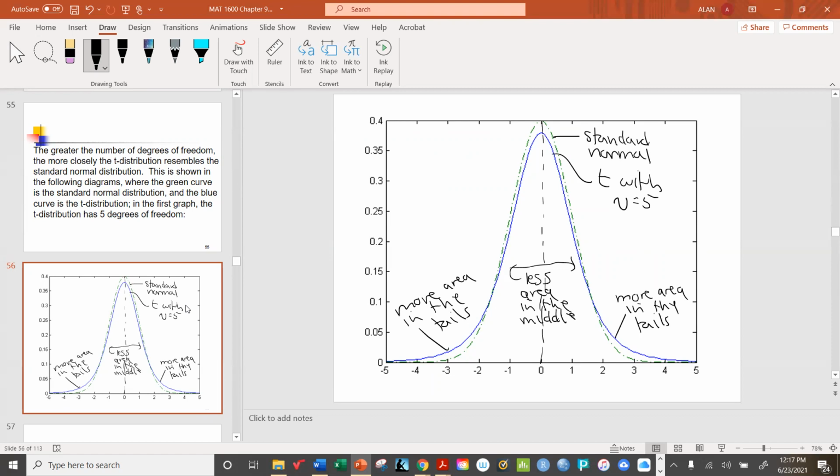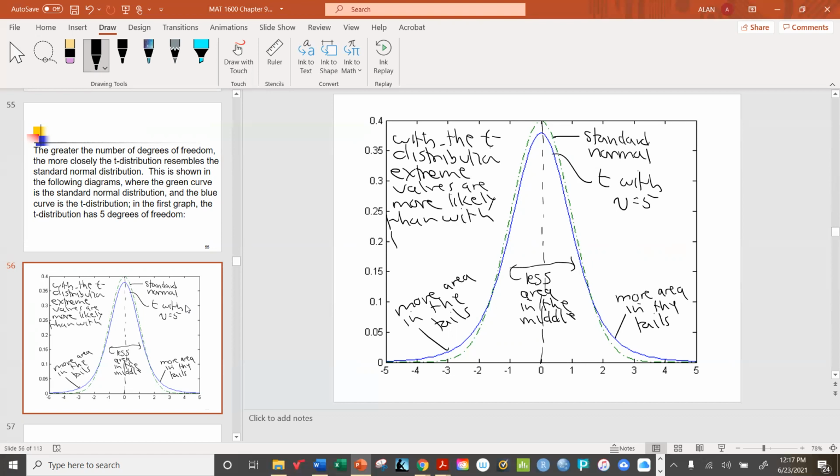So basically, in a nutshell, with the T distribution, extreme outcomes or extreme values are more likely than with the standard normal. All right, more area in the tails, less area in the middle. So you're more likely to get extremely large and small values than you would get with the standard normal.